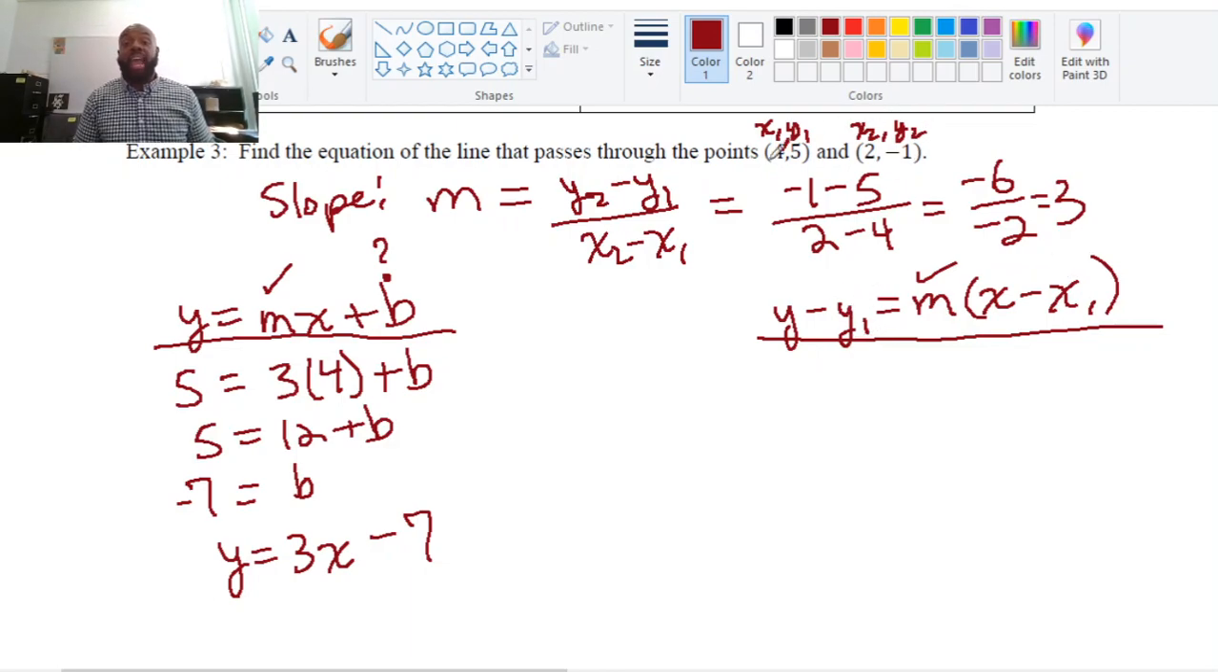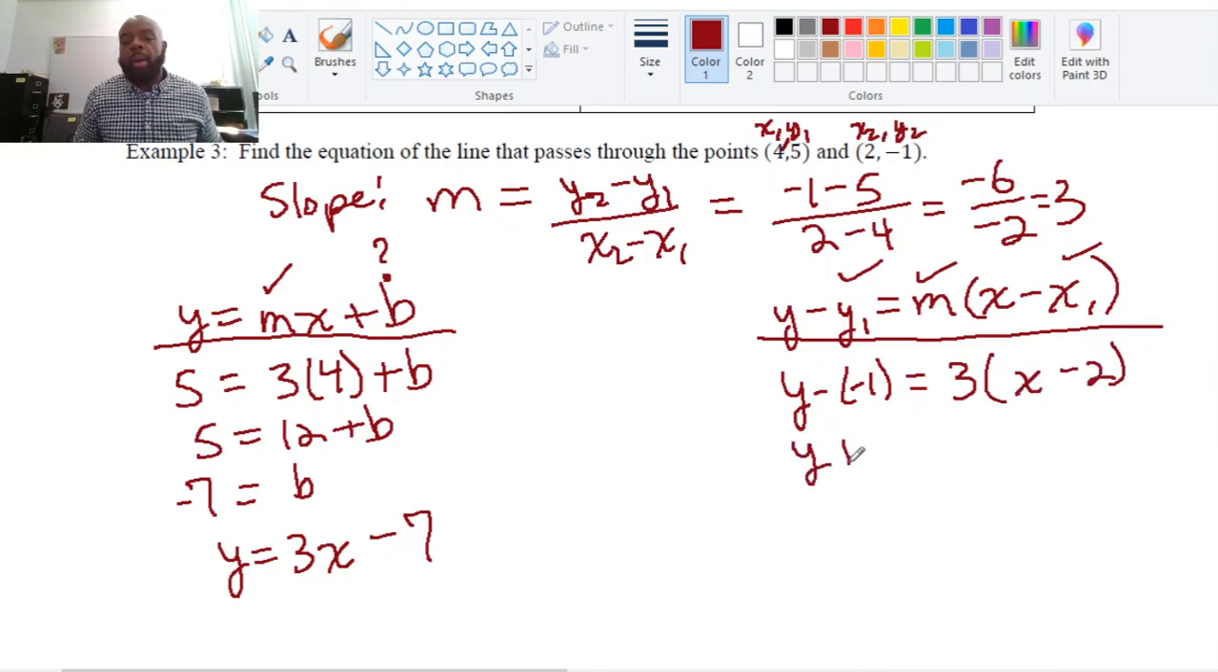And since we already have these 2 points, I'm going to do that. Now, just for fun, I'm going to use the 2 and the -1. I'm going to plug in, so that means I have an x2 and a y2. It doesn't matter. You're going to get the same result, all right? So I'm going to plug in -1 for y1. My slope is 3, and corresponding to that point, I have an x-coordinate of 2. So this becomes y plus 1 equals 3x minus 6.